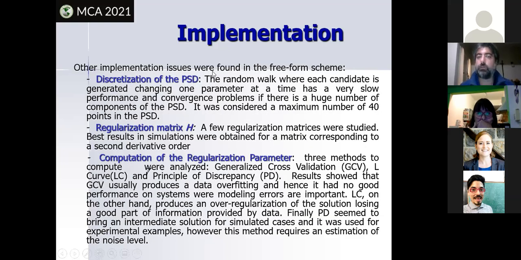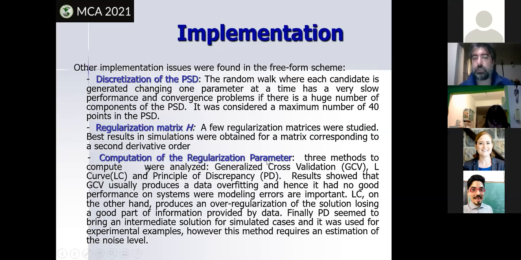Other implementation issues were found in the free form scheme, the discretization of the PSD. As I was telling you, the random walk is very slow and has convergence problems if there is a huge number of components of the PSD. It was considered a maximum number of points in the PSD of 40. The regularization matrix, well, we tried a few regularization matrices. We obtained the best results in simulations for a matrix corresponding to a second derivative order.